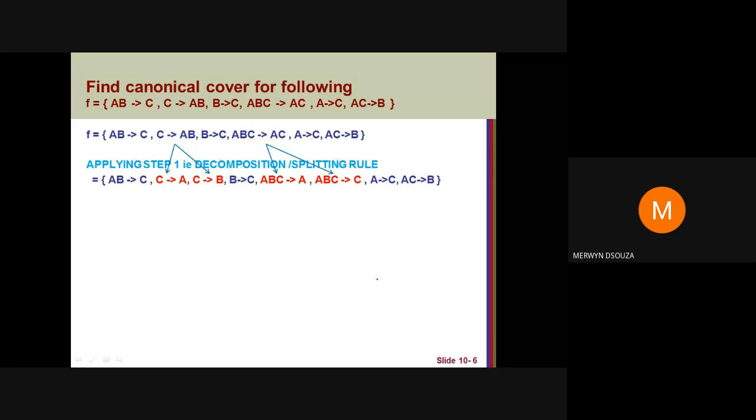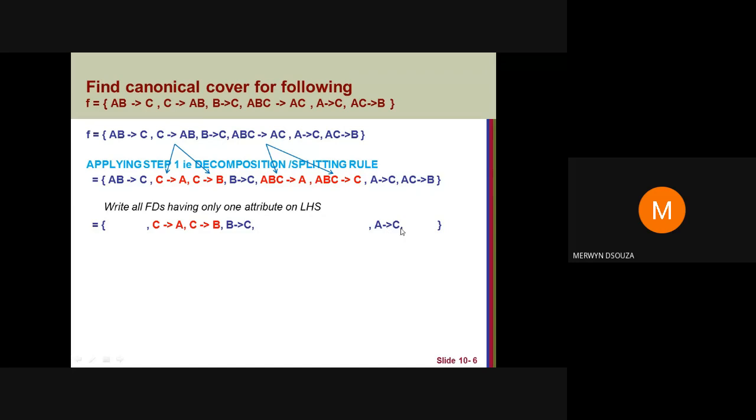After applying the splitting rule, write down all the functional dependencies having only one attribute on the left hand side. Just copy them. So you are going to have C determines A, C determines B, B determines C, and A determines C.